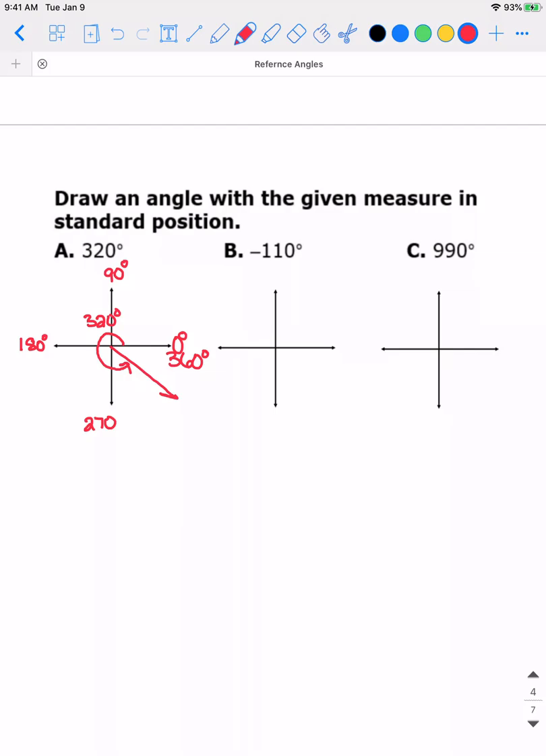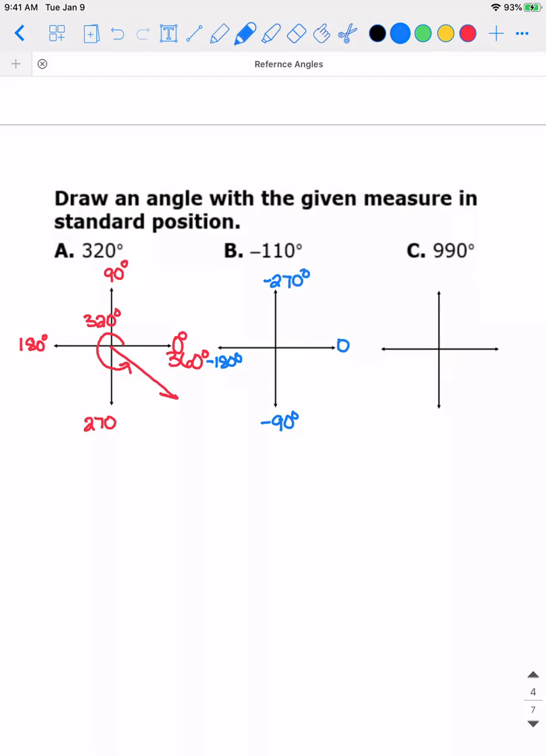Okay, looking at letter B, notice it's a negative angle, negative 110 degrees. So this means we are going to go clockwise. Okay, so if I'm going clockwise, I have to think backwards. So I'm starting at 0, and if I go down in the negative direction, that's a negative 90 degrees. If I go halfway around, that's a negative 180 degrees. And if I go 3/4 going clockwise, that's a negative 270 degrees.